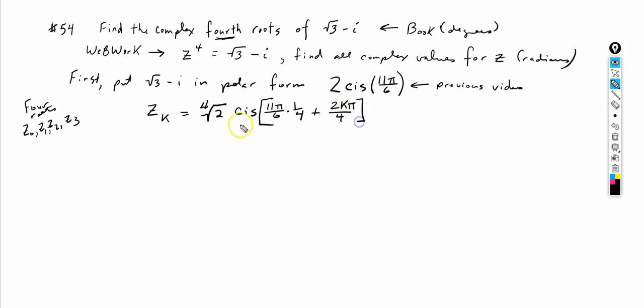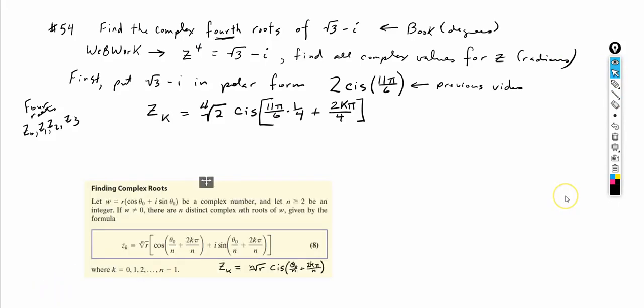Now, if you're thinking, where are you getting this from? This is a formula that you have to have memorized. It's a yellow box in the textbook. There's a general case for n, and this is the case where n is equal to 4. So there's the box from our textbook. We're trying to find a fourth root, so n is equal to 4 here. And so that's where we get this from.